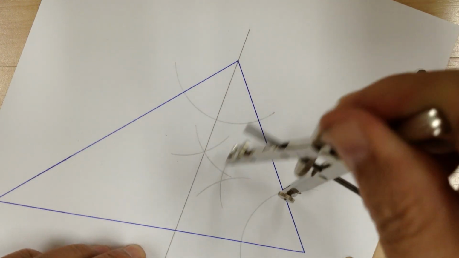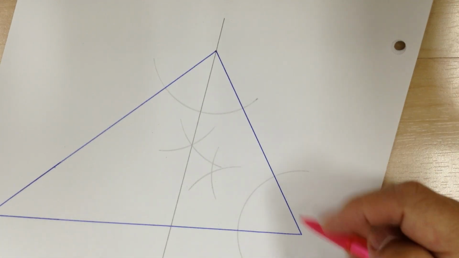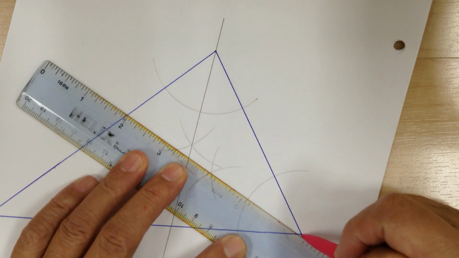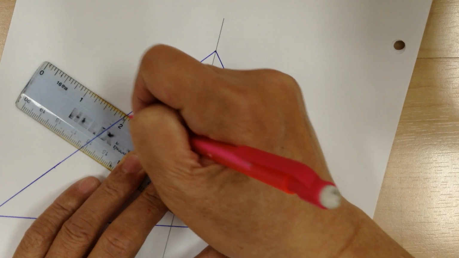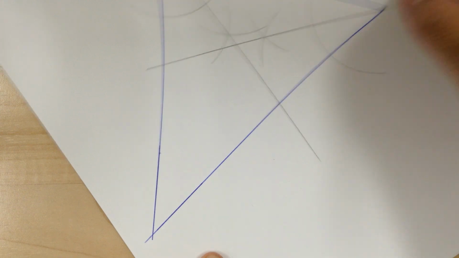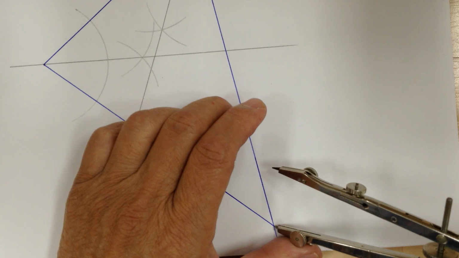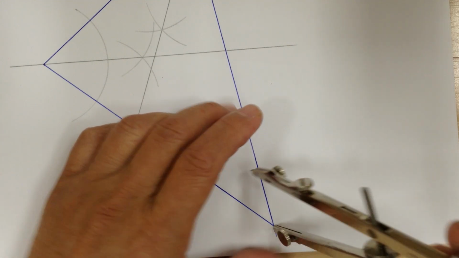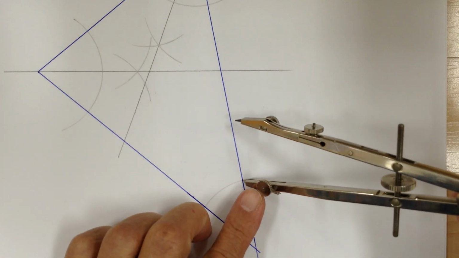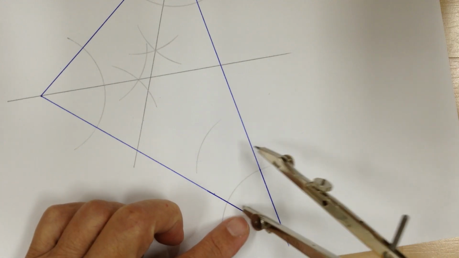Okay, so go ahead and do that. Okay, so now angle bisect. Okay, so that's the second one. Now let's go and bisect this one. Okay, so angle bisecting is kind of easy because you can just use one compass opening.